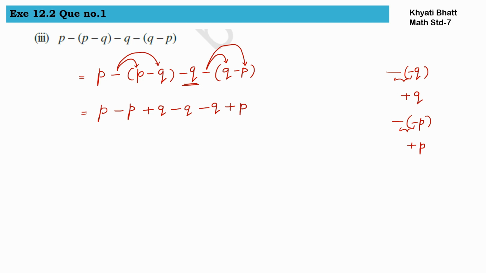Now let us solve this. See here, plus p and minus p we can cancel off. Plus q and minus q we can cancel off. Remaining are these two terms and they are unlike terms. So we can write minus q plus p and this is going to be our final answer. Because they both are unlike, we cannot add or subtract them.